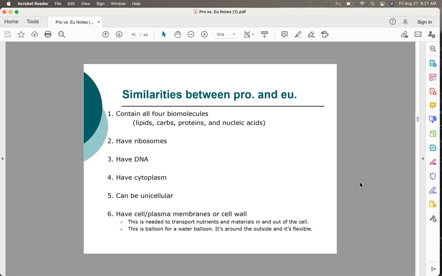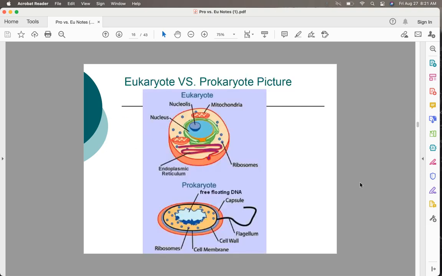Now remember that the cell wall is in plants. Okay? But they all have a cell membrane. Every single cell has a membrane around it. But our plants have a cell wall. Okay? Don't forget that they have both in plants. I put that on here just to remind you of that.